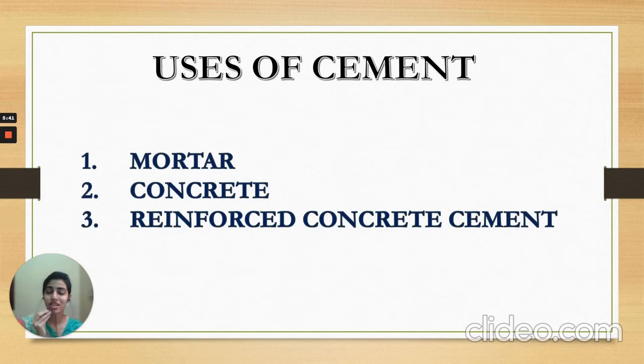Okay. So now let's move on to the uses of cement. Cement can be used in three ways. How can cement be used? In three ways: as mortar, as concrete, and as reinforced concrete cement. Can you all repeat with me? What are the uses of cement? As mortar, as concrete, and as reinforced concrete cement. So let's look at all these three in detail now.